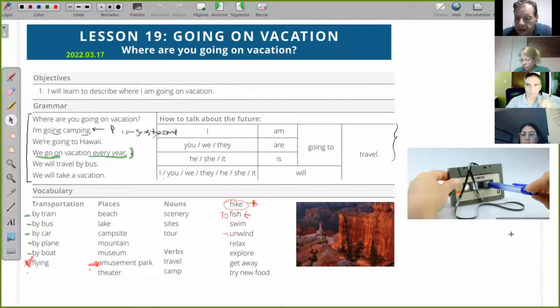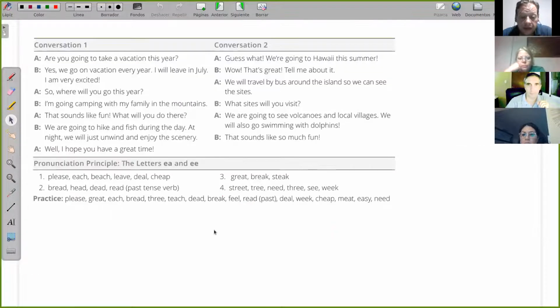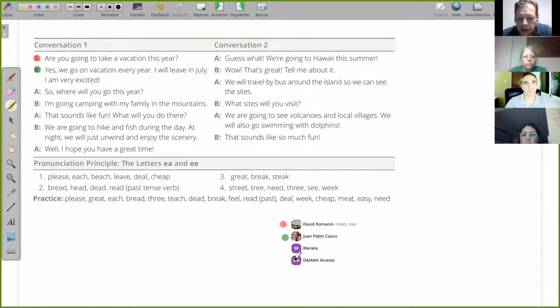Let's read this dialogue because I already talked too much. There are two conversations here, and we are four because Hernan had to go. I'm going to be A and play with Juan Pablo. Mariela, you can be this A, and Diana, you can be this B. Okay? So we can play together. Okay, so I start.